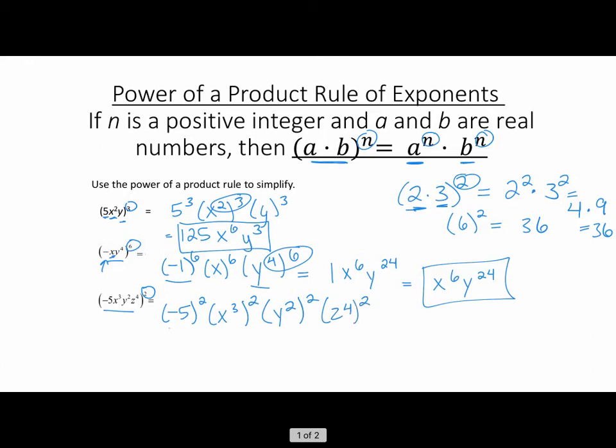Let's start simplifying. So negative 5 times negative 5, that's 25. Our base x is a power rule here, 3 times 2. Base y, power rule, that's 4. And base z, power rule, 4 times 2 is 8. So that is our simplified expression.